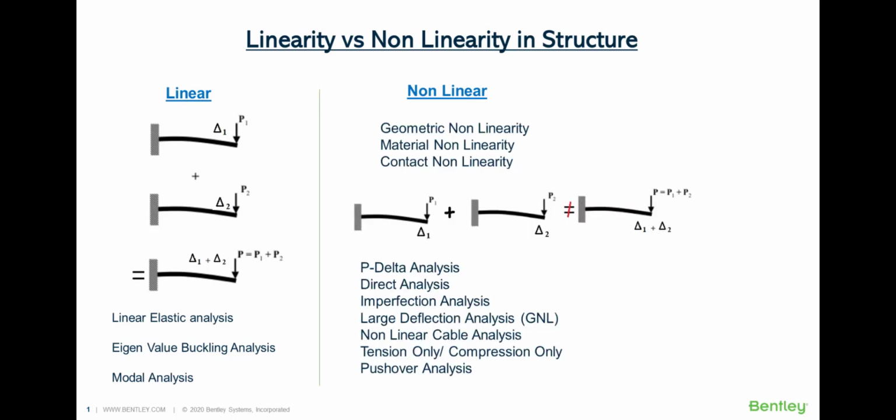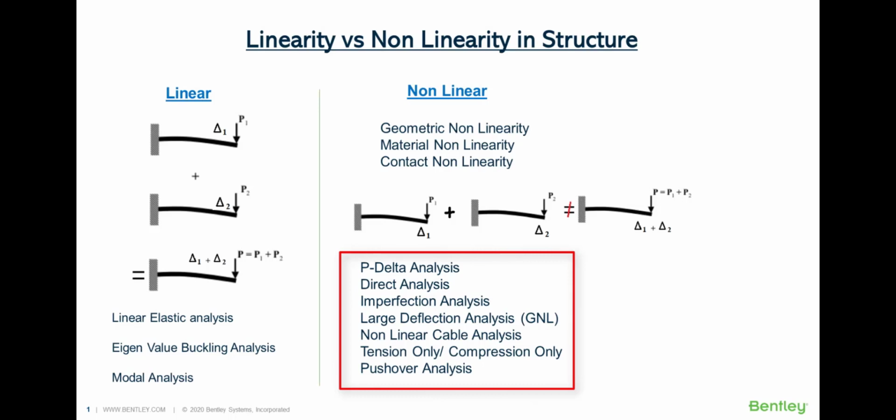So today we will discuss geometric nonlinearity, which is implemented in STAAD, and which is the most common phenomenon to determine the stability equilibrium of the structure. There are various ways to handle the geometric nonlinearity of a structure in STAAD. They are PDelta analysis, direct analysis, imperfection analysis, large delta analysis, which is a separate analysis module called GNL, geometric nonlinear analysis, which handles large deflection, nonlinear cable analysis, and tension only, compression only member or support analysis.